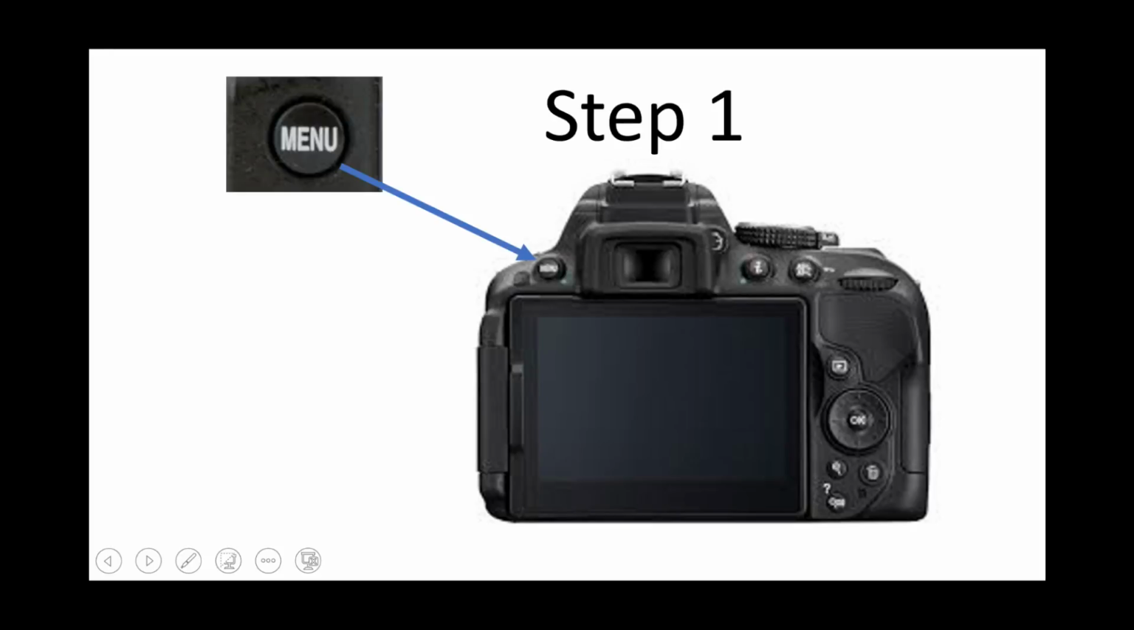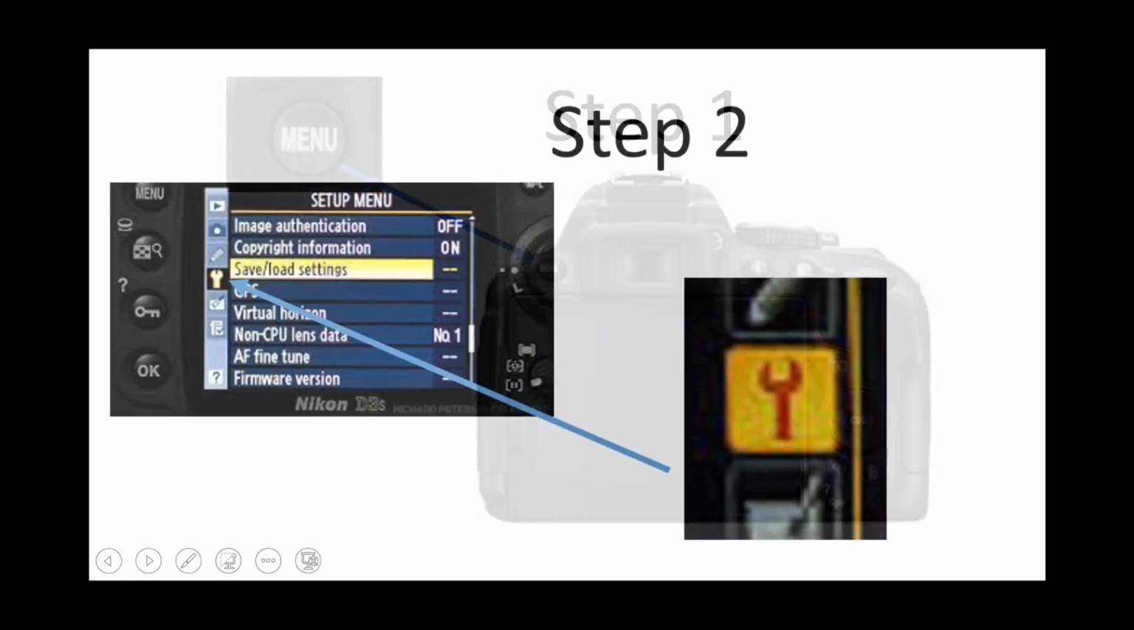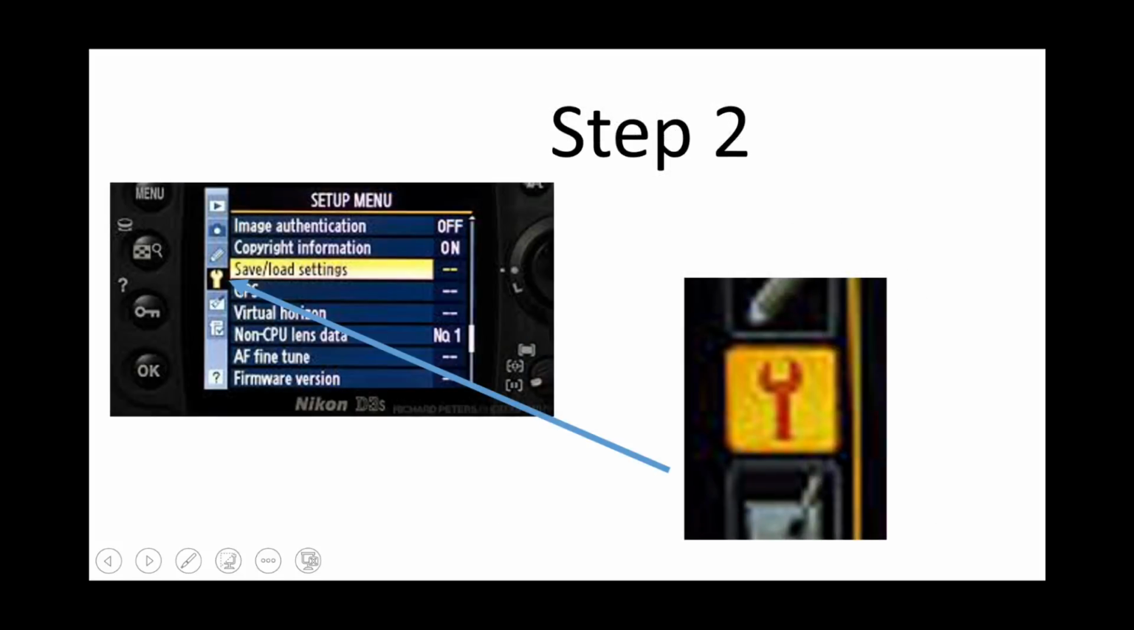The first thing you do is select the menu button located at the top left of most cameras. Once you're on this screen, navigate down using the D-pad to the spanner icon. Press OK in order to select it.